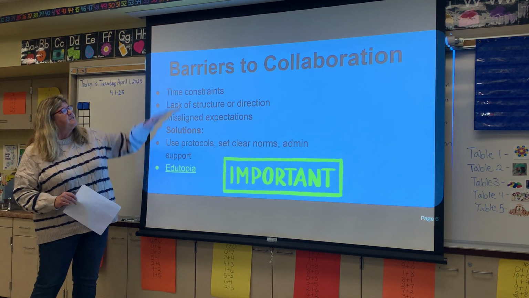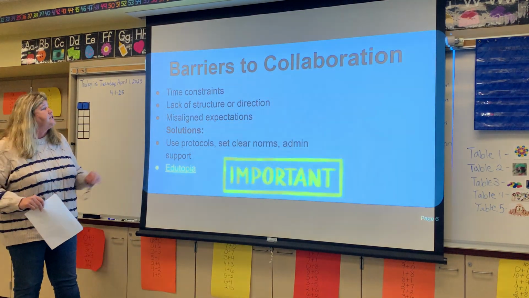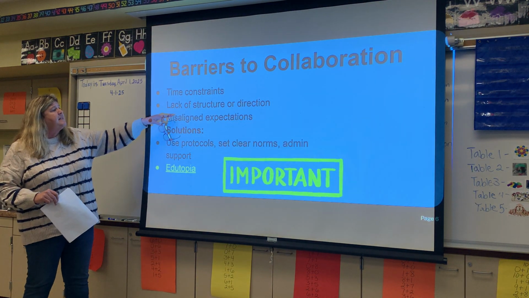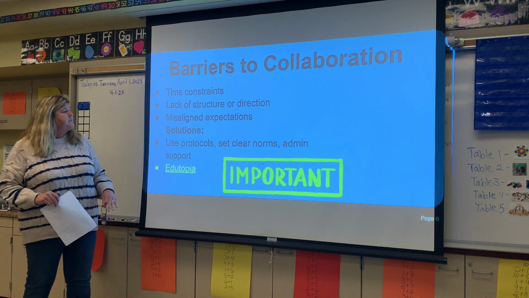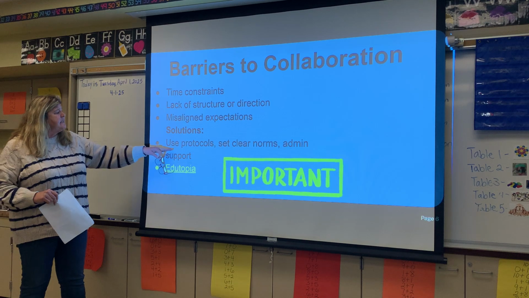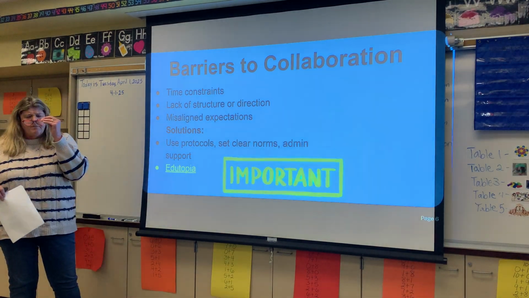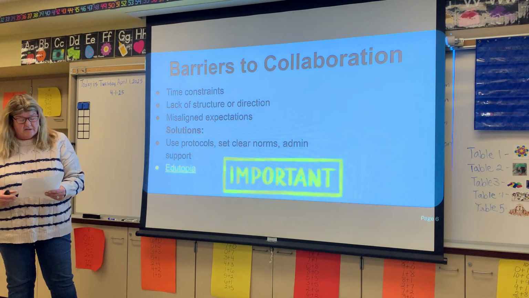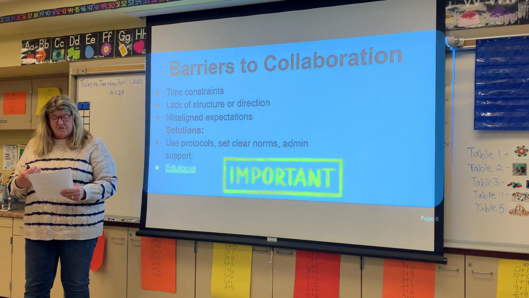What are some barriers to collaboration? We all have heard many barriers to collaboration, from time constraints to lack of structure or direction, sometimes misalignment of expectations. But some of the solutions are to use our protocols and set clear norms and have administrative support, which we do have here, luckily. We've all felt these barriers personally. I know I have too.